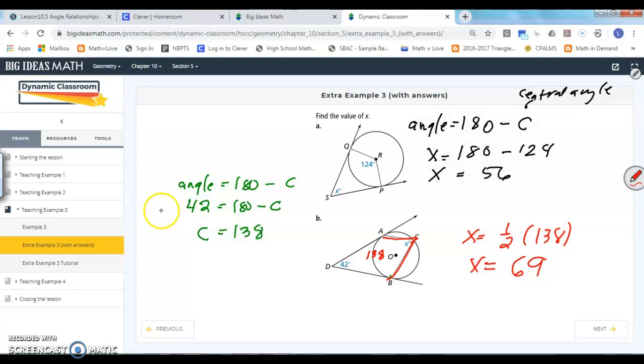So we had to use this formula for the circumscribed angle so we can find the measure of this inscribed angle.